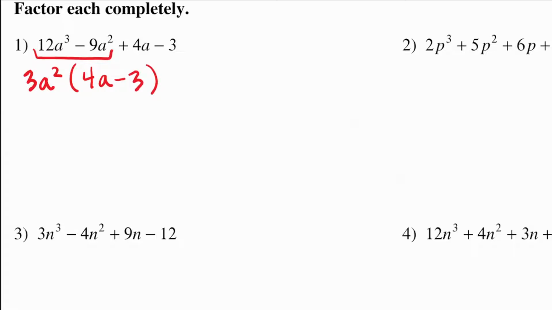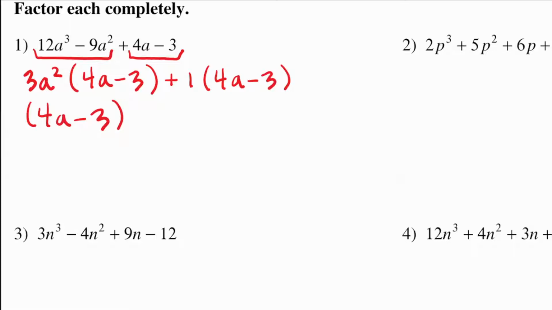And then I have 4a minus 3 again, so there's nothing I can really factor out of these two. So I'll factor out a plus 1. I'll be left with a 4a minus 3. And over here I've got 4a minus 3, and I'm left with 3a squared plus 1. 3a squared plus 1 is not something that we're going to be able to factor, so we're just going to leave it like that.